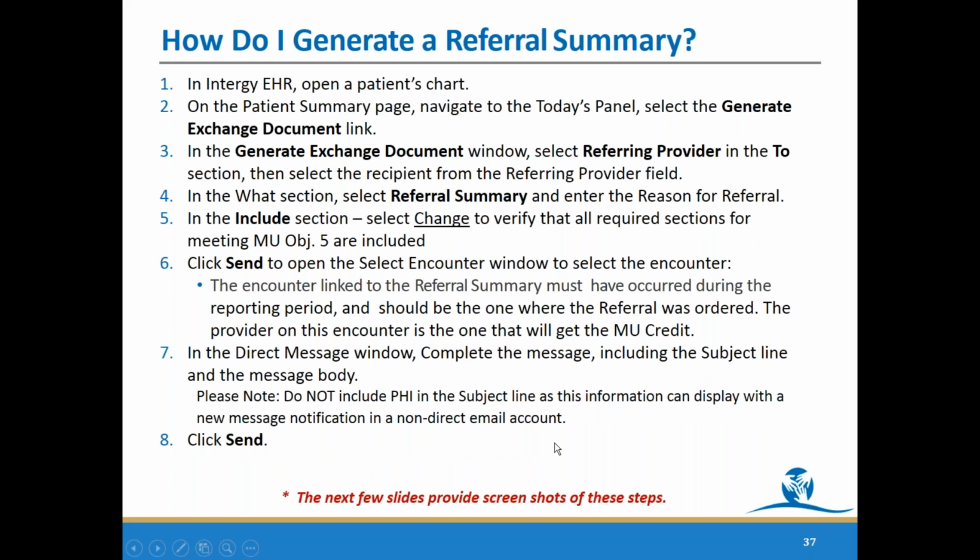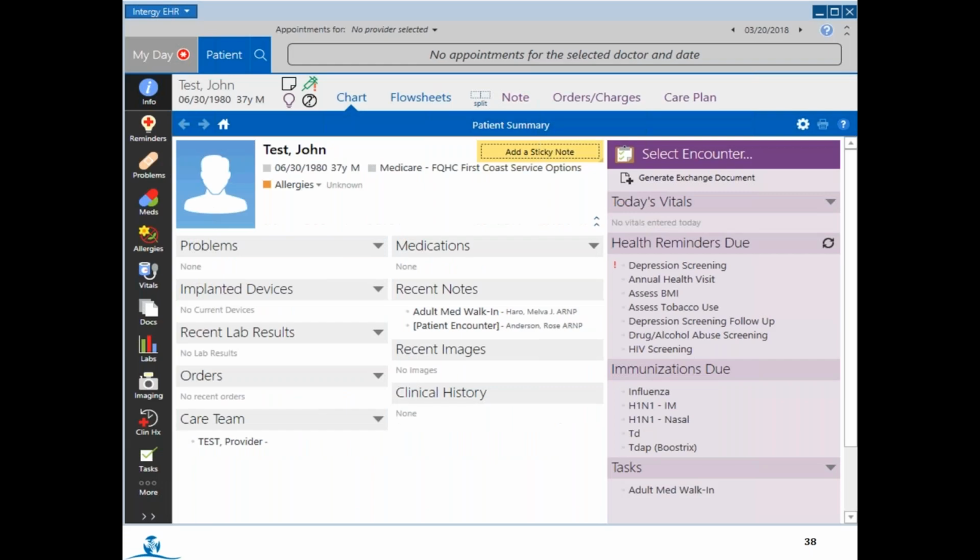So how do we generate the exchange document? We're going to go from Entergy EHR. So to generate these documents, you always have to go into Entergy EHR. You select the patient that you're going to be referring to an outside provider. And right here on the information page, you click on Generate Exchange Document.